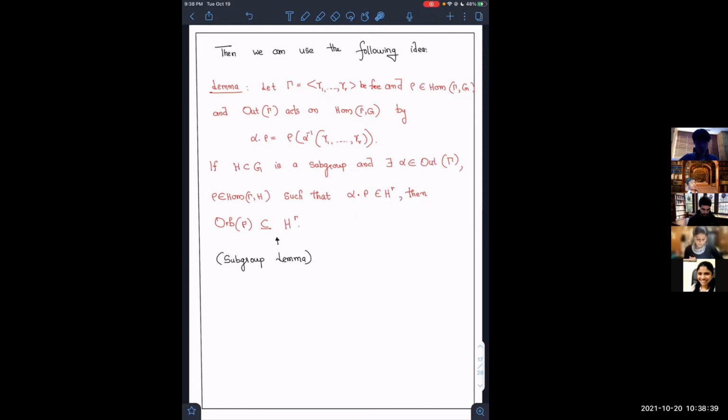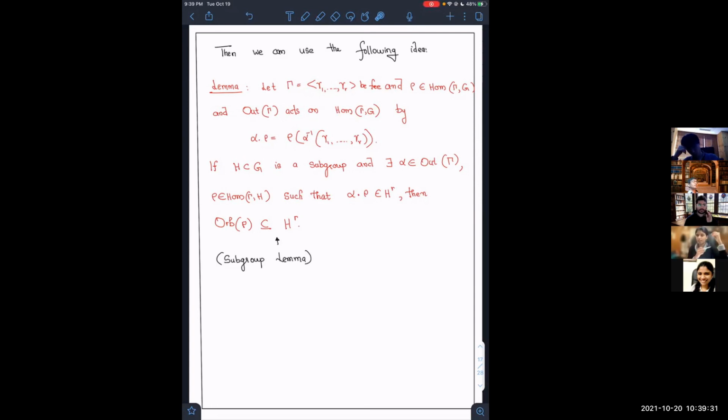use this idea, which I mentioned earlier, just call it the subgroup lemma. I'm going to work with free groups for now. So if gamma is a free group on r generators, and rho is an element of Hom, up to conjugation even, and alpha is an element of Out(gamma), and we are looking at the action of alpha on rho, which is defined like this earlier. And if I have a subgroup of G, which is H, and there exists an alpha in Out(gamma), and if there is a rho in Hom(gamma, H), such that alpha dot rho is in the r-fold product of H, then the orbit of rho is also going to be contained in H^r.